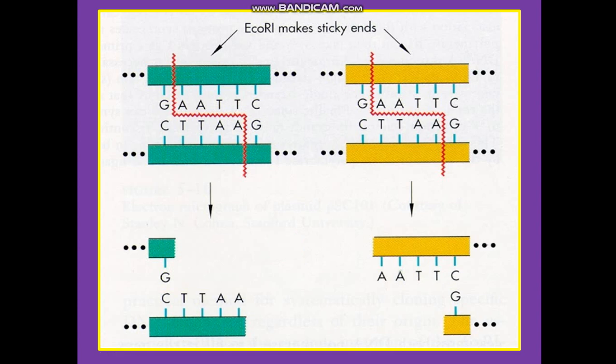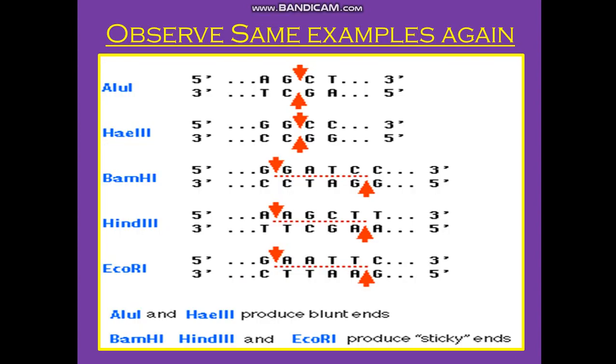Okay, I think it will be clear now how we produce a recombinant DNA. Now let us observe the same examples again.